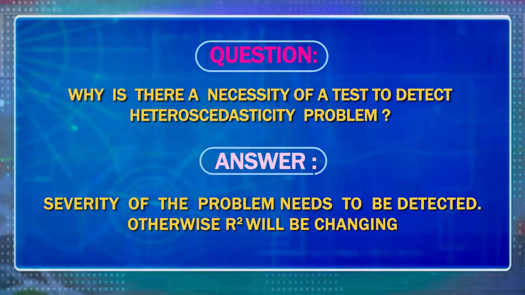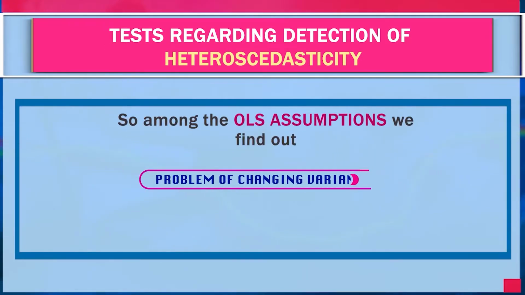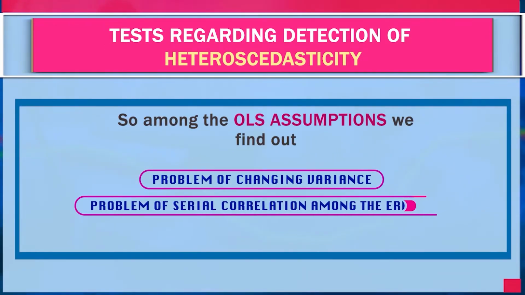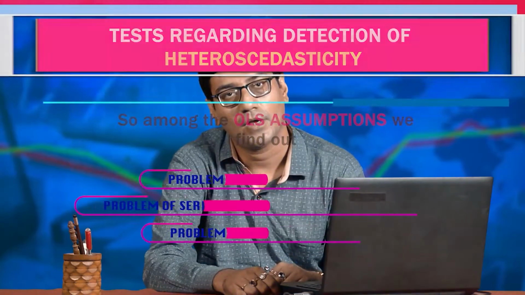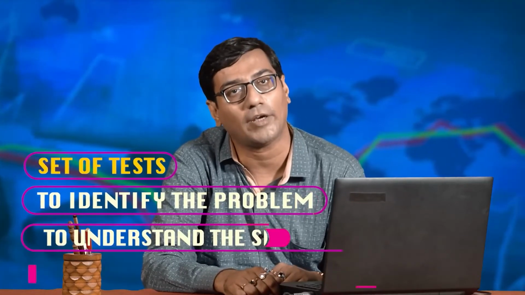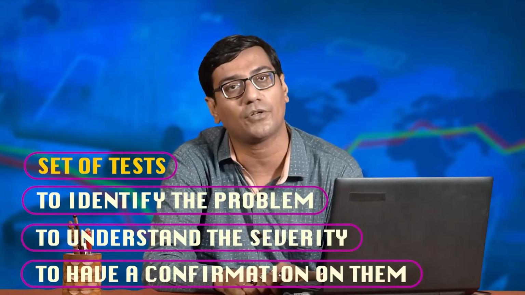Now we actually focus on the test for heteroscedasticity, because any one violation of the OLS assumptions calls for a confirmatory test. So among the OLS assumptions, we find the problem of changing variance, the problem of serial correlation among the errors, and the problem of multicollinearity. So if any one of these assumptions is violated, or if this problem exists, we need to have a set of tests to identify the problem, to understand the severity, and to have a confirmation on them.